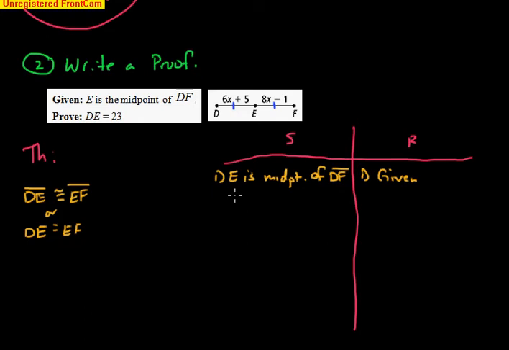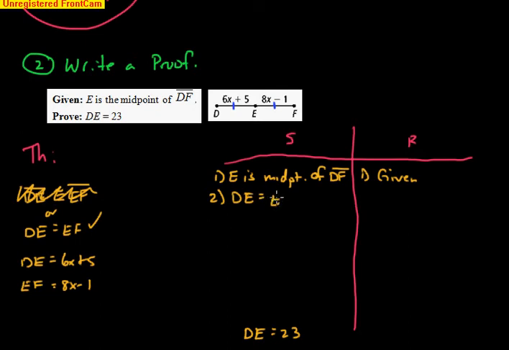Okay? So there's that. I'm also going to write down what I want to prove down here. DE equals 23. Keep that in mind. So the other thing I know is that DE is 6x plus 5, and EF is 8x minus 1. So those are all good thoughts to have. So how can they help my proof? Well, if E is the midpoint of DF, we know that these two parts are congruent, or they're equal. Now notice I want to show that DE is equal to 23, so stay away from congruence. Use this equals. So we're going to say that DE equals EF.